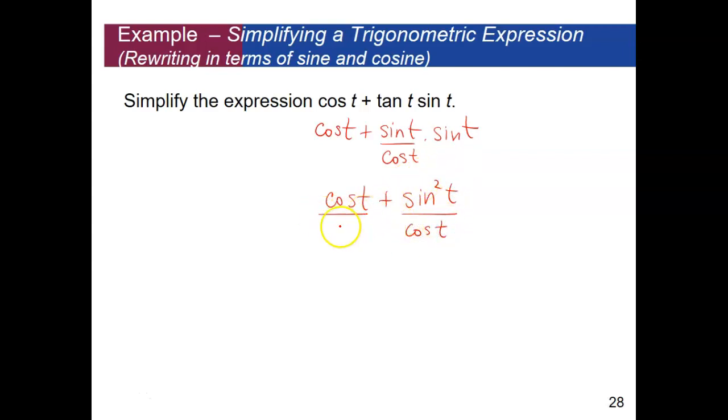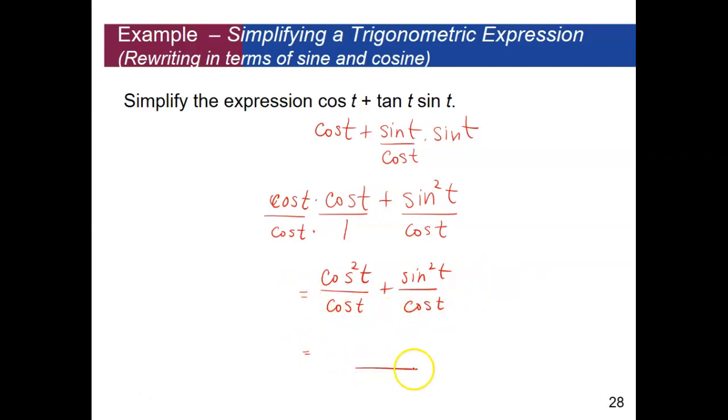I need to combine these two fractions together. I need to get a common denominator. So that common denominator is going to be cosine. So I'll multiply the numerator and the denominator here by cosine so that the denominators will be the same. So I'm going to end up with cosine squared over cosine plus sine squared over cosine. Okay, I can combine these into one fraction with cosine in the denominator.